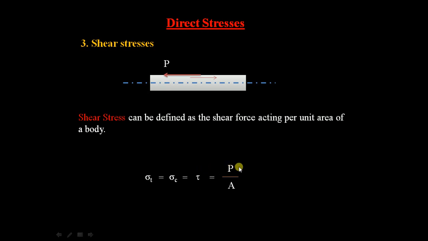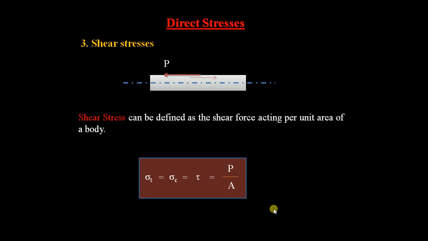Here, in place of P, according to the type of the stress, we need to consider the P, that is the force or load we are applying over the body. So that is about stress and its types. Next we go for discussing about strain.